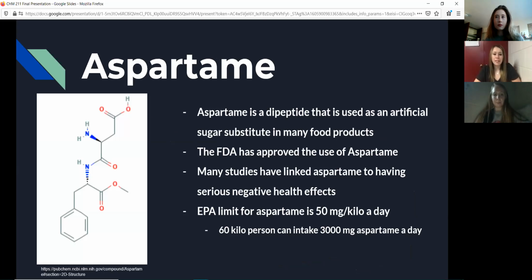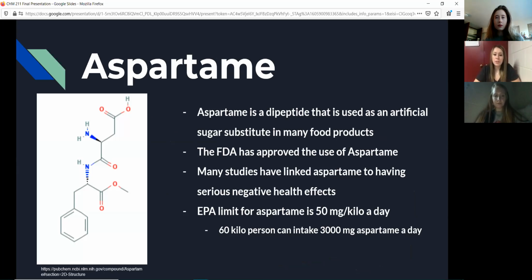We wanted to share a little background on aspartame before going into our project. Aspartame is a dipeptide that is used as an artificial sweetener or sugar substitute in a lot of food products. Some of these food products include processed foods such as cereal and many beverages, including a lot of sodas and diet sodas. The chemical structure of aspartame is depicted on the left.